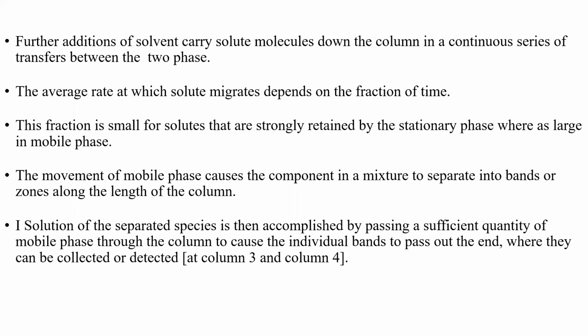The movement of the mobile phase causes the components in a mixture to separate into bands or zones along the length of the column. Elution of the separated species is then accomplished by passing a sufficient quantity of mobile phase through the column to cause the individual bands to pass out the end, where they can be collected or detected.